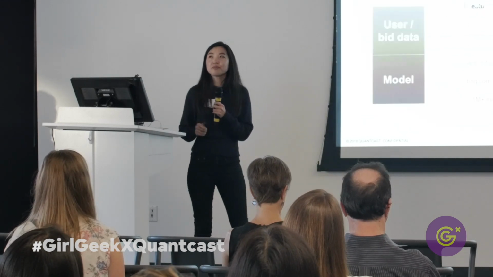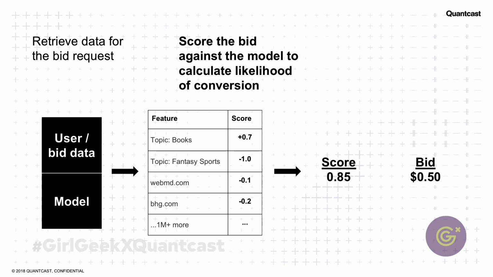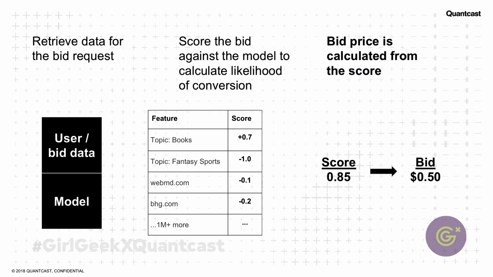So how do we use this model in real-time bidding? When we get this bid request from the inventory supplier, we have to retrieve the user data that we have for this particular bid request, featurize it, and then basically score it against the model. And from that, we can calculate a number that tells us how likely it is that this person is going to be a converter or someone who's of interest to our client. And then based on that, we can calculate a bid.